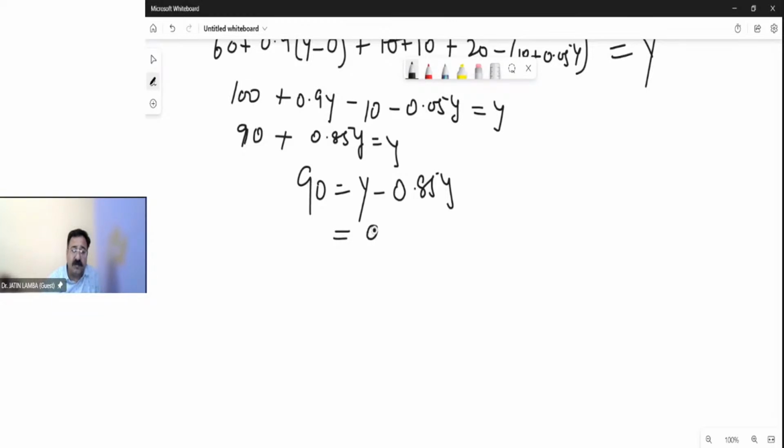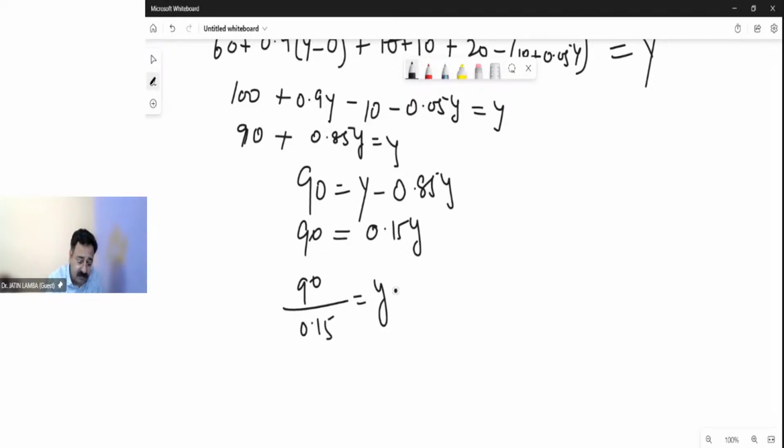0.15y. 90 divided by 0.15 is 600. So here the income level is 600. Right, so this is the first part of illustration 18, where we have to get the equilibrium level of income, and that is 600.